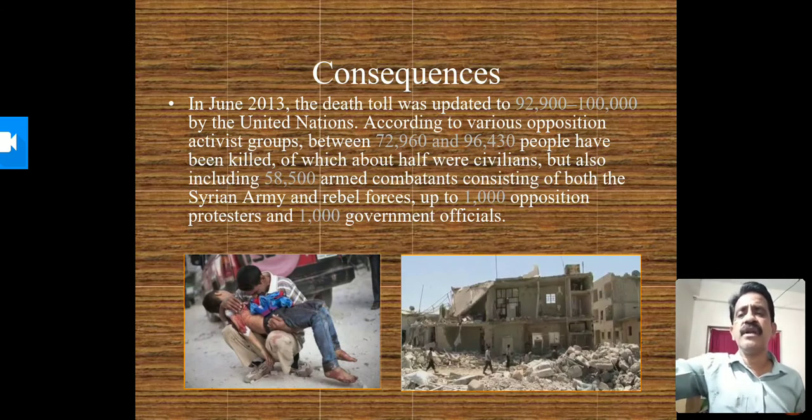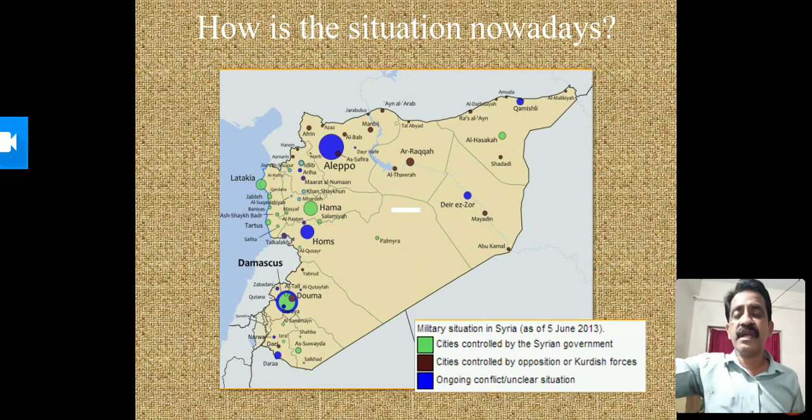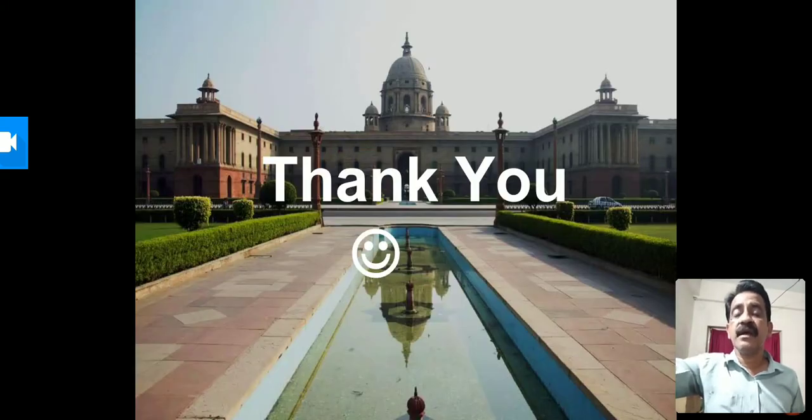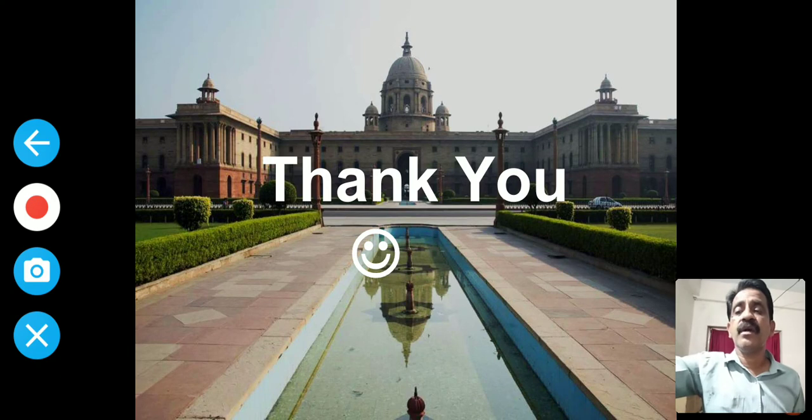Consequences. In July 2013, the death toll was updated to 92,000 to 1 lakh by the United Nations. According to various opposition activist groups, between 72,960 and 96,430 people have been killed, of which about half were civilians, but also including 58,500 armed combatants consisting of both the Syrian army and rebel forces, up to 1,000 opposition protesters and 1,000 government officials. How is the situation nowadays? It is horrible. Even today, they are not actually free from whatever is going on.